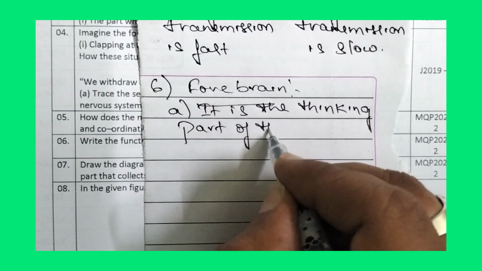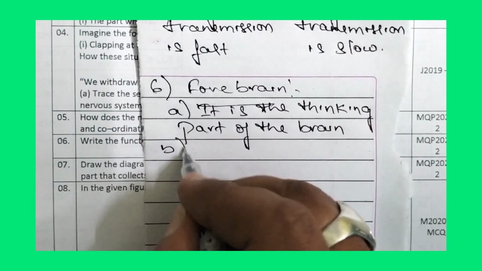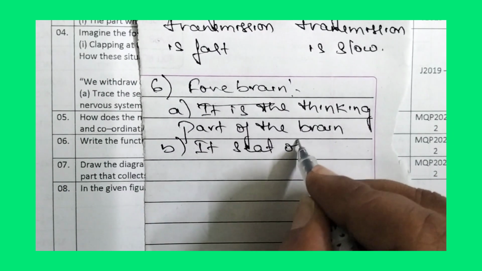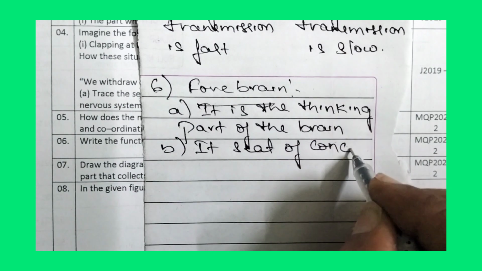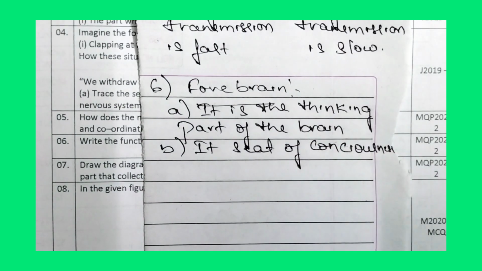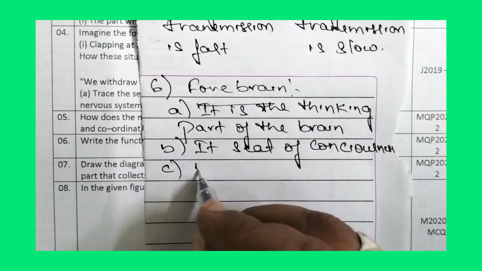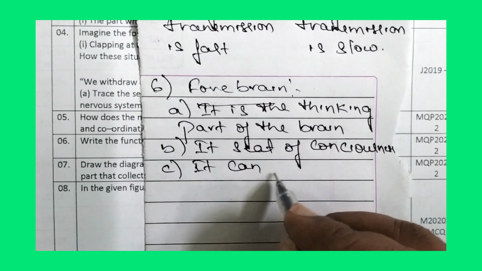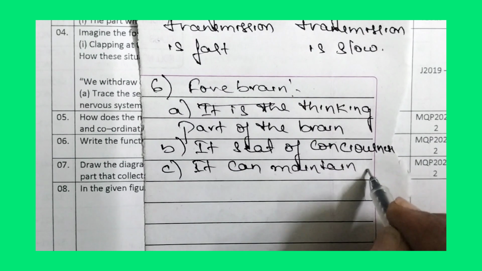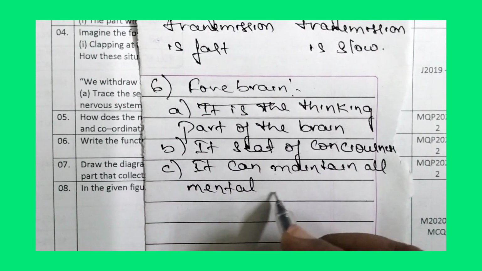This is the first point. Then the second point is, it is the seat of consciousness. Then the third one is, it maintains all mental abilities.